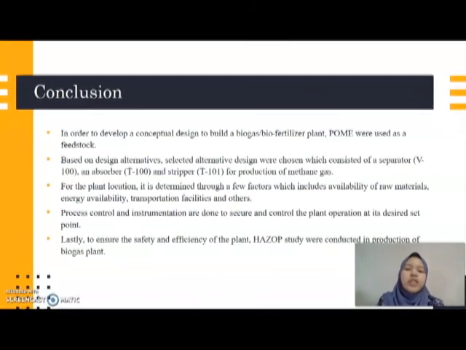And process control and instrumentation was done to secure and control the plant operation based on its desired set point. Lastly, to ensure the safety and efficiency of the plant, a HAZOP study was conducted for the production of the biogas plant. That's all from me.